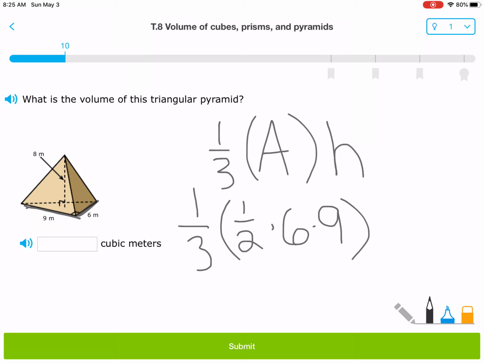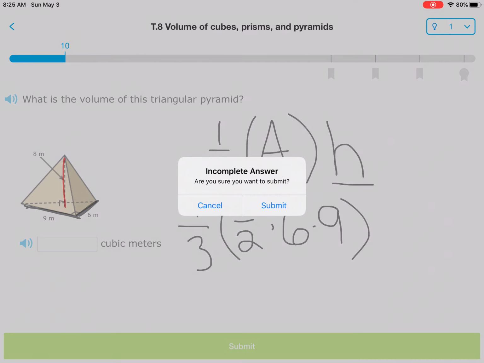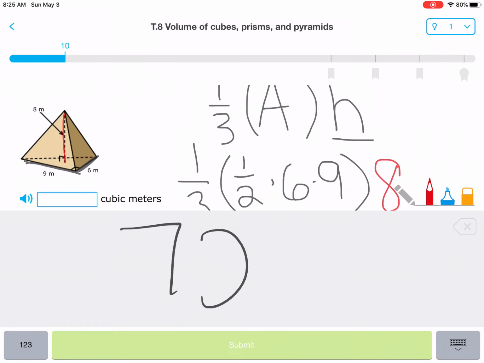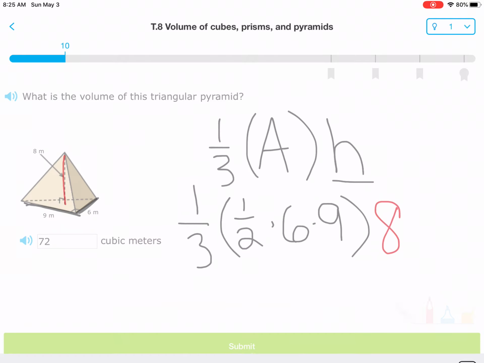And then it wants the height, not the height of the triangle, the height of the pyramid. So the height of the pyramid is shown right here with this line. Okay, and that height is 8. So you're going to use your calculator and just multiply it all out. 1/3 times 1/2 times 6 times 9 times 8. And I got 72. Hopefully that's right. I'm not double checking.